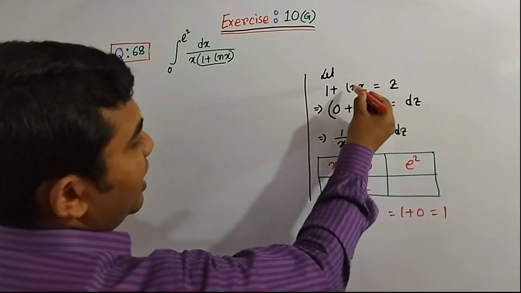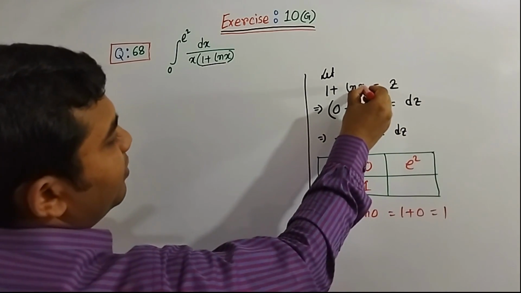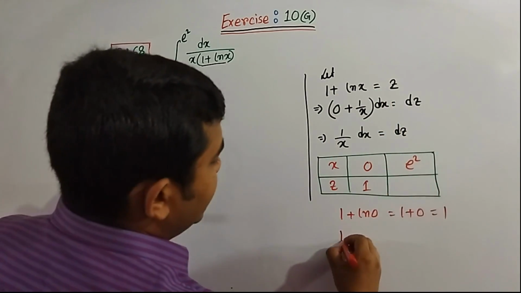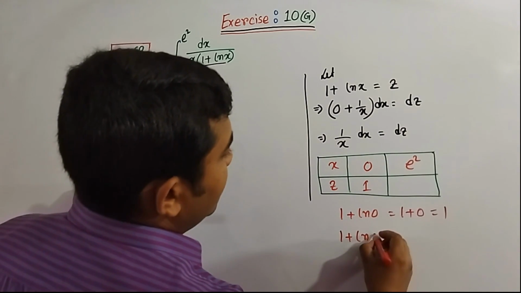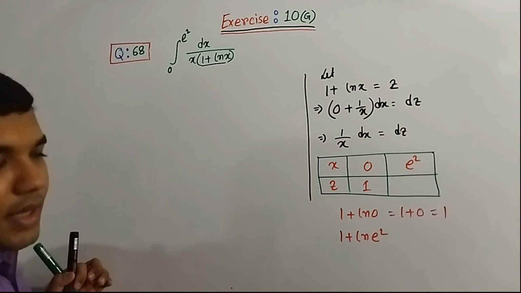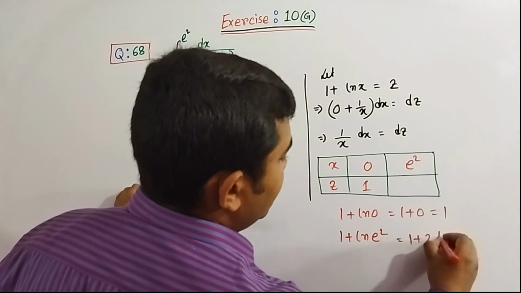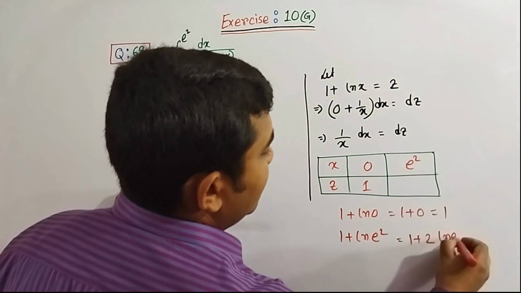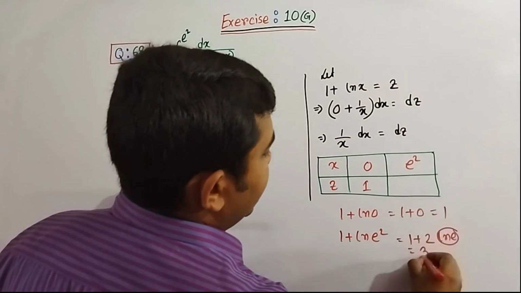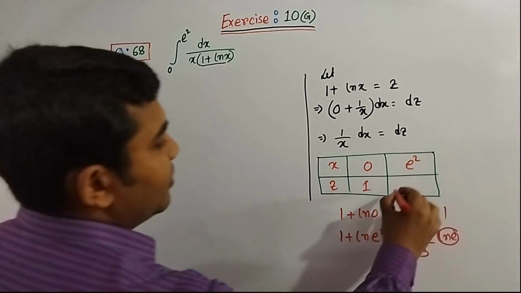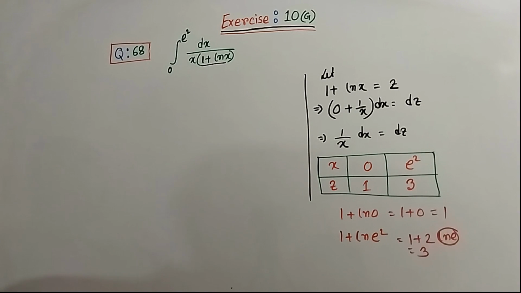And for e square, if we put x as e square, we will get ln e square, that means the square will come in front, so 1 plus 2 into ln e. Since ln e is 1, we will get 3. So for this we will get 3.